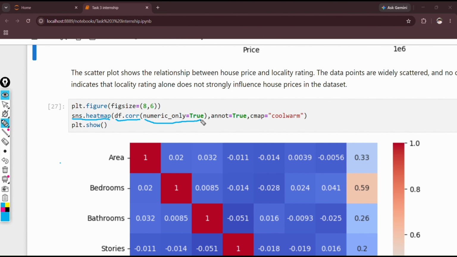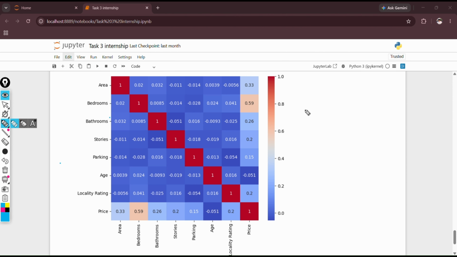parameter tells Pandas to ignore text columns like city and furnishing, and calculate correlation only for numerical data. The annot=True parameter displays the actual correlation values inside every cell, so we don't have to estimate them from the colors. The coolwarm color map uses blue shades for lower or negative correlations and red shades for higher positive correlations, making the relationships easy to identify.